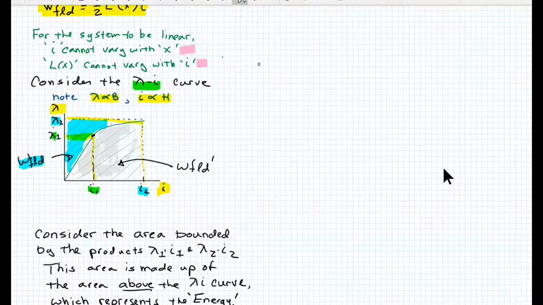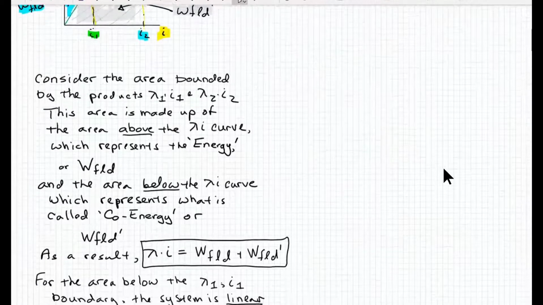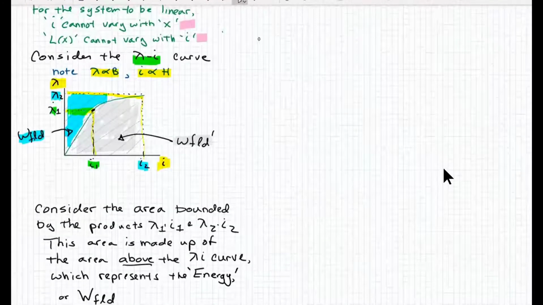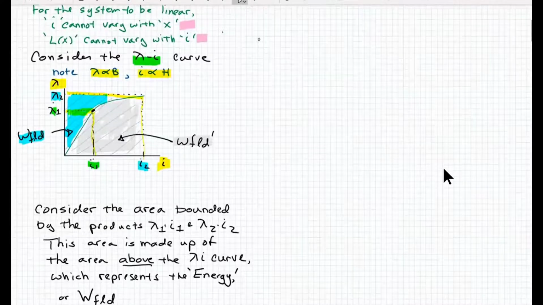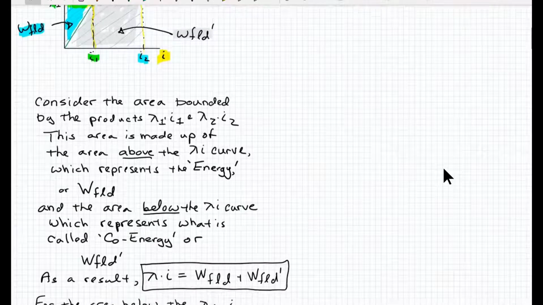Right here, this is called co-energy, and we're going to derive co-energy. Co-energy is a much more useful quantity to work with than energy. Energy is extremely difficult to work with because of this linearity consideration, and I'm going to show you that.